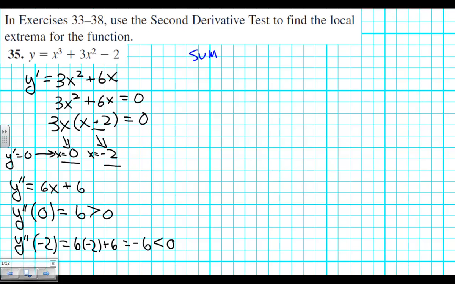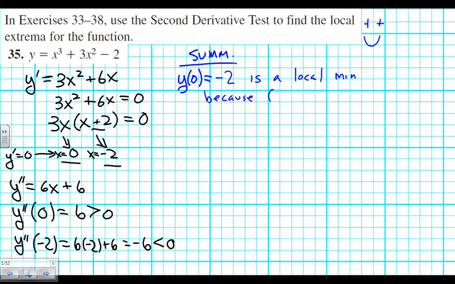So here's my summary. Y of 0, which is equal to negative 2, is a local, let's see, the second derivative is greater than 0, local minimum, because y prime of 0 is equal to 0, and y double prime of 0 is greater than 0.